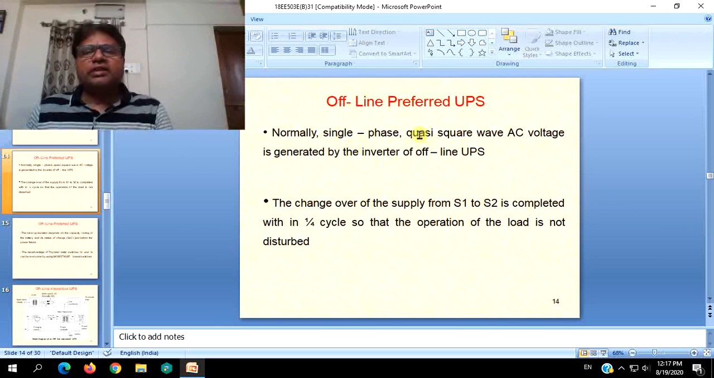Normally, single phase quasi square wave AC voltage is generated by the inverter of offline UPS. In most of the cases, whether it is preferred or interactive UPS also, the output of the offline UPS will be quasi square wave only. The changeover of the supply from S1 to S2 is completed within quarter cycle or 5 milliseconds, so that the operation of the load is not disturbed.